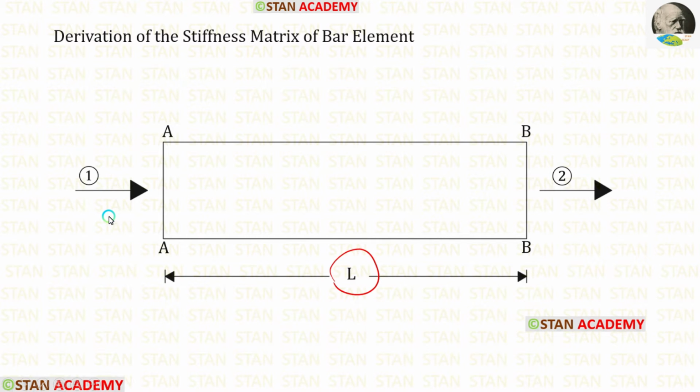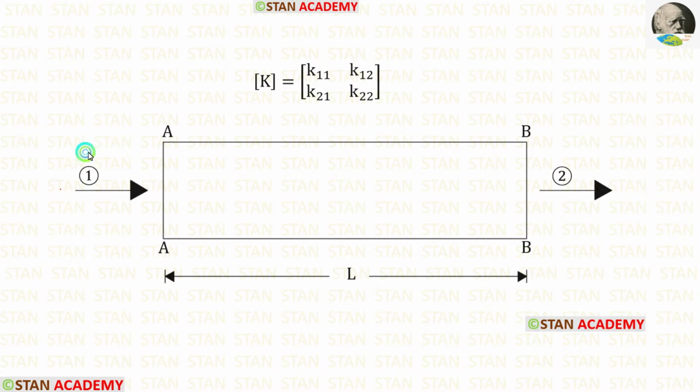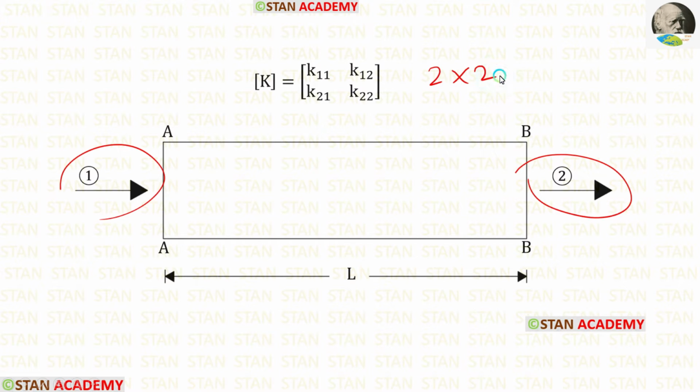The first coordinate in the side AA is acting towards the right side. The second coordinate is in the side BB. It is also acting towards the right side. Since there are two coordinates, the size of the matrix will be 2 cross 2. That means we will have two rows and two columns.